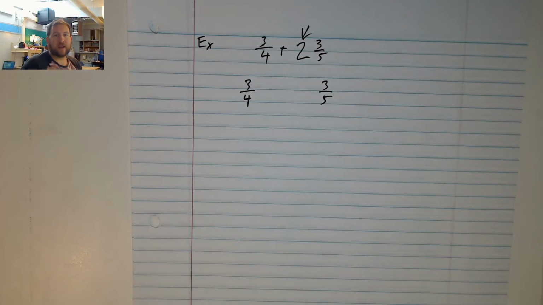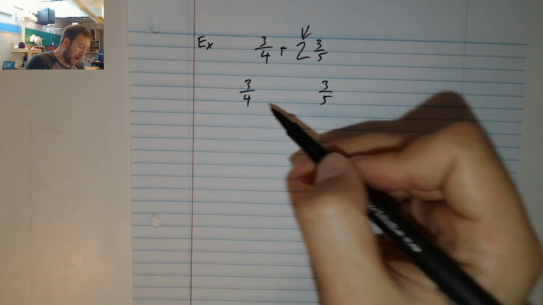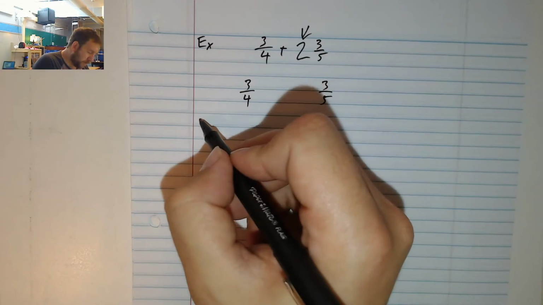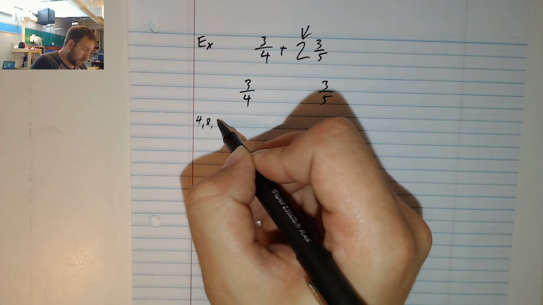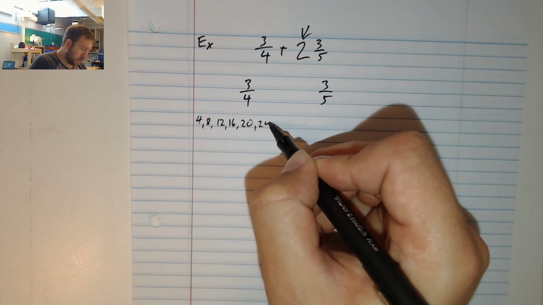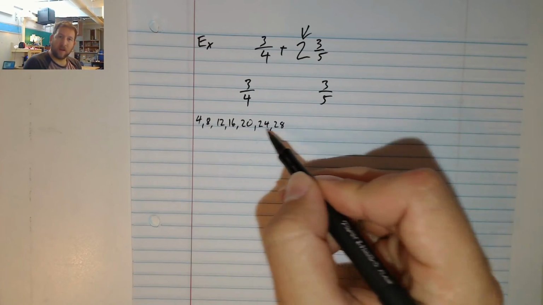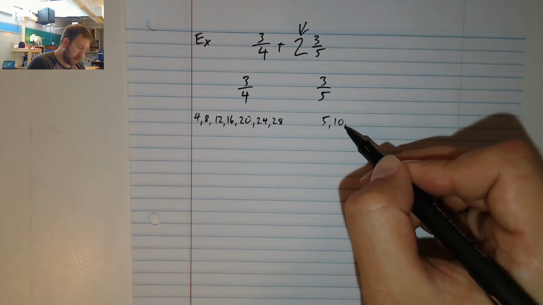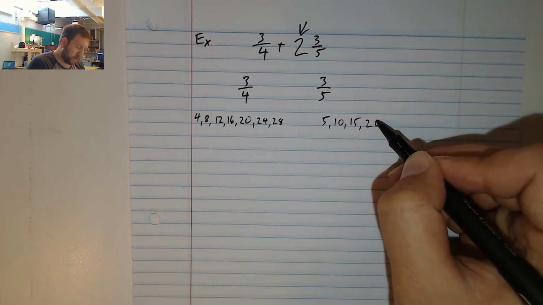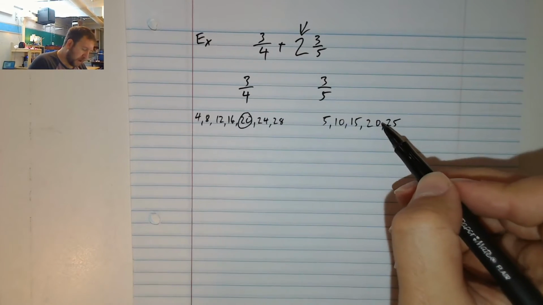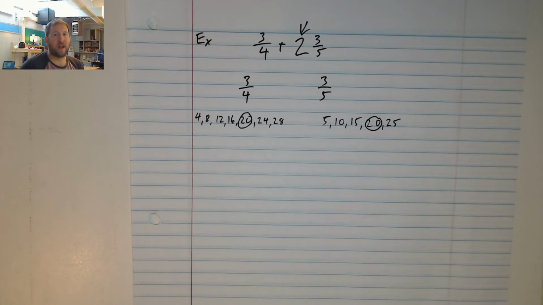Alright, now I got to find a common denominator, a number that 4 and 5 will both go into. And if I wanted, I can start writing them out. I have 4, 8, 12, 16, 20, 24, 28. These are all if I count by 4s. If I count by 5s, I go 5, 10, 15, 20, 25. Okay, so I do notice that 20 is on both of these lists. So that's really nice that I can tell that it is a common denominator that I can use.